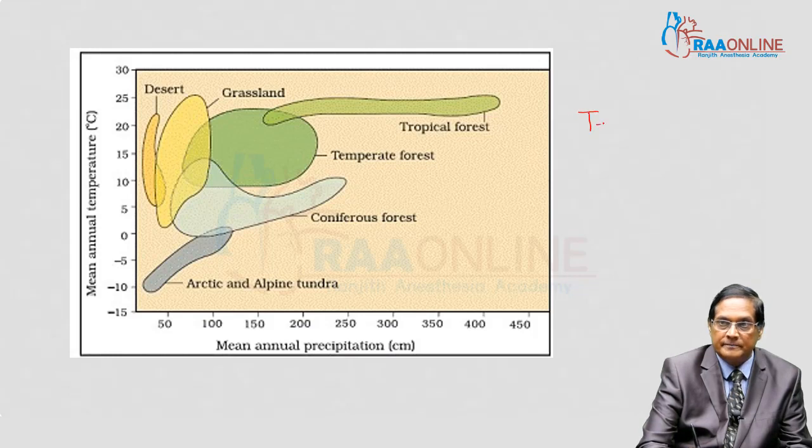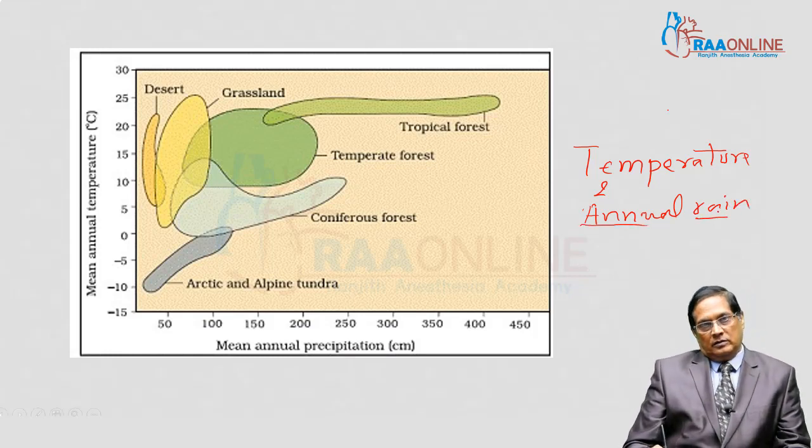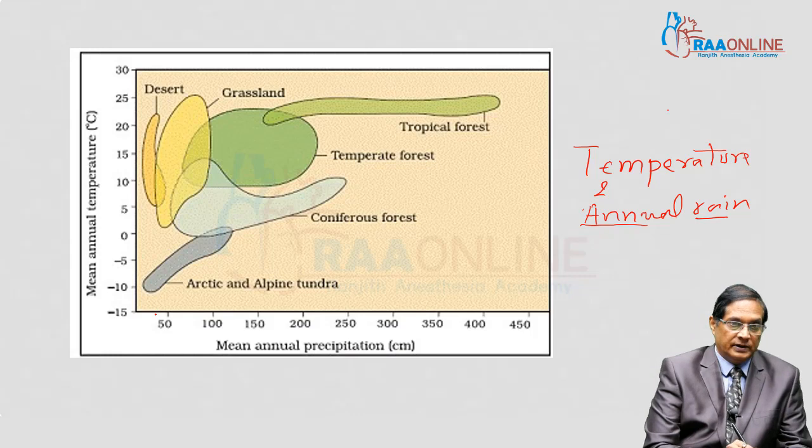That is temperature. Number two, annual rainfall or precipitation. Annual rainfall, or we can say precipitation, decides the vegetation of an area. And this particular graph is showing the biomes of different areas.